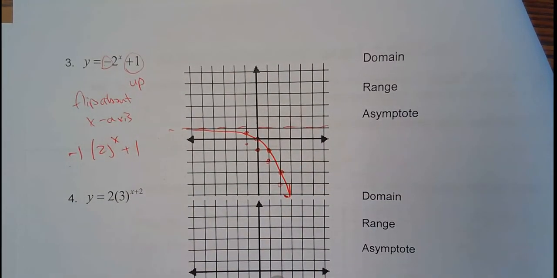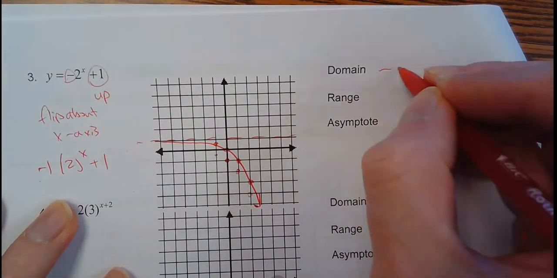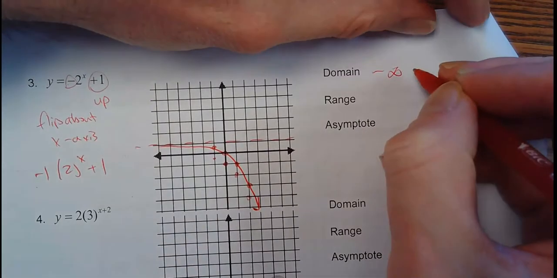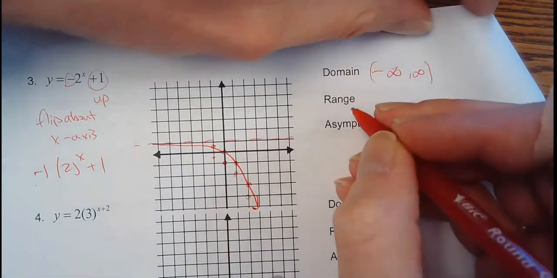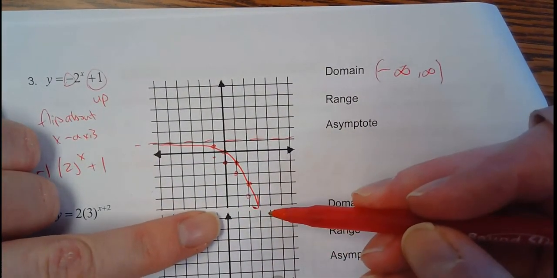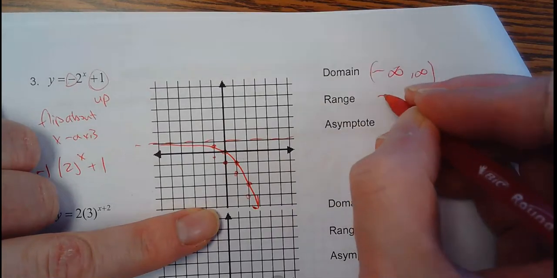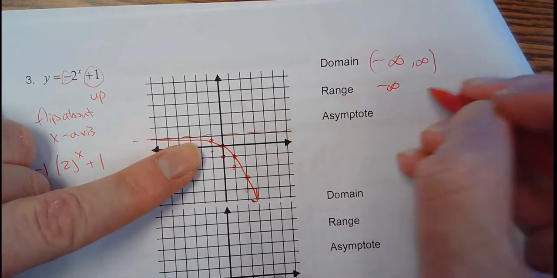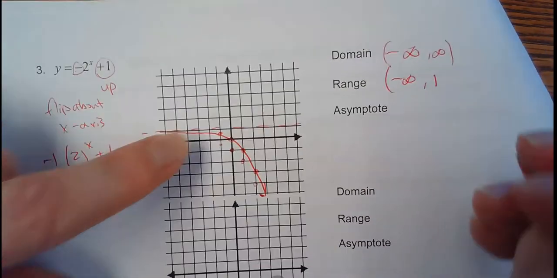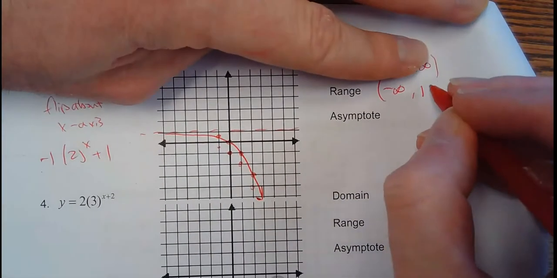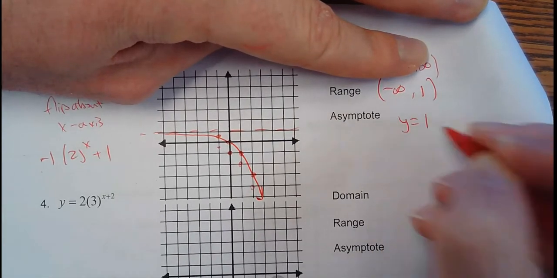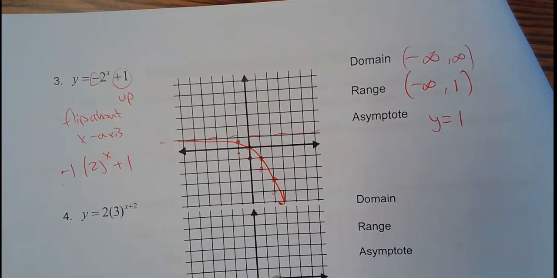Okay, so the domain is still negative infinity to infinity. Now the range on this one, it always does exist. So it's going to start at negative infinity. It's going to come up to 1. Does it ever touch 1? No, because 1's the asymptote. So y equals 1. So it never actually gets there, but it comes awfully close.